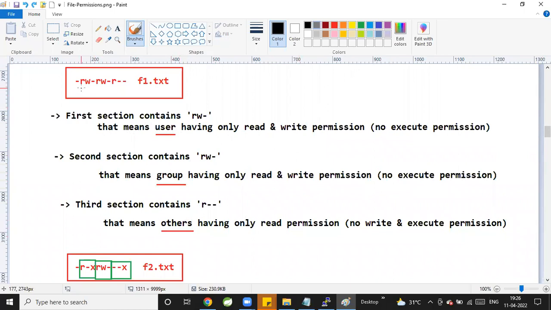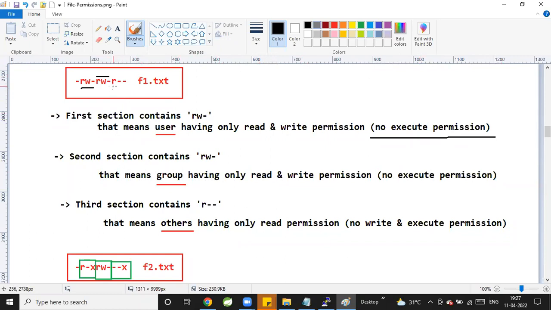First section contains what? RW hyphen: read, write, no execute. That means the user has only read and write permissions. X is not there, so there is no execute permission for the user on that file. That is the meaning of the first section. Come to the second section, RW hyphen. That means the group has only read and write permission, no execute permission for the group.